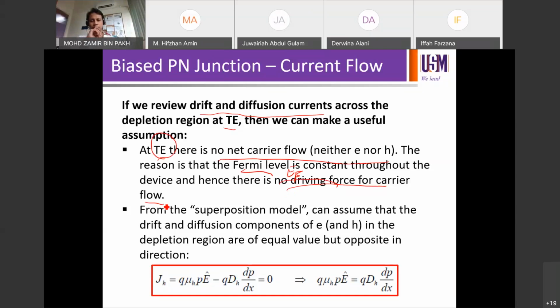Okay, so at this point, if you look into the superposition model that we discussed before, that is made of drift and diffusion components. We're going to find that the drift component is equal to the diffusion component for holes and for electrons as well. So in this case, the drift will be equal to diffusion, or you can also rewrite the equation as J hole equals the drift component minus the diffusion component, and that is equal to 0, or the drift component is equal to the diffusion component. Okay, because they are equal but in opposite direction.